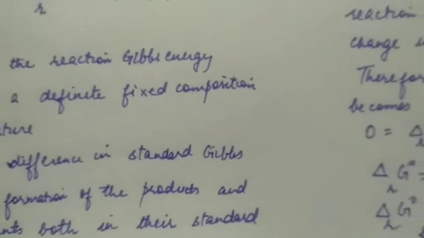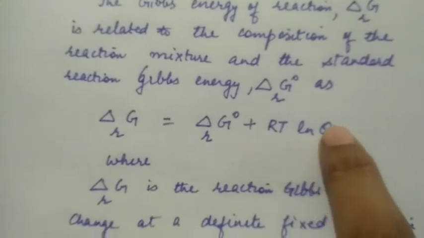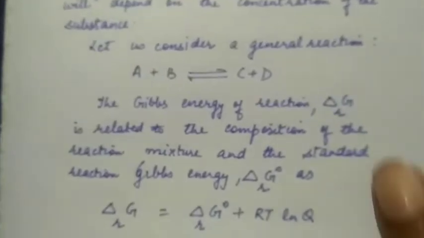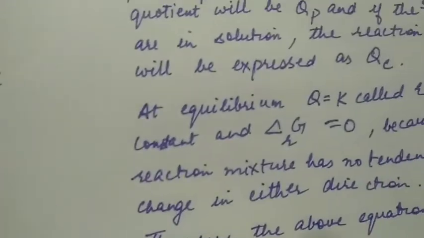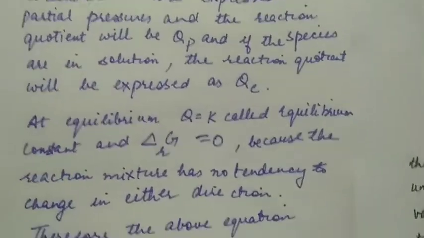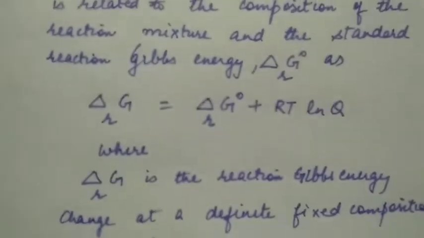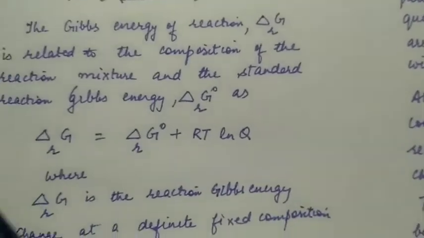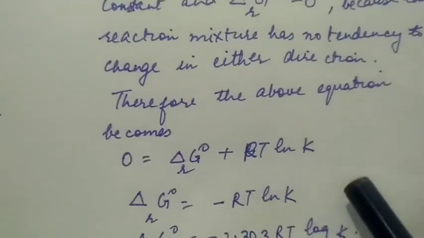At equilibrium, this reaction quotient Q will become K, the equilibrium constant, where the ratio of concentration of products to that of reactants becomes fixed for a particular reaction. So then Q will be called the equilibrium constant, and at equilibrium the value of delta G of reaction will also be 0. So this equation will become 0 is equal to standard free energy change plus RT ln K instead of Q.